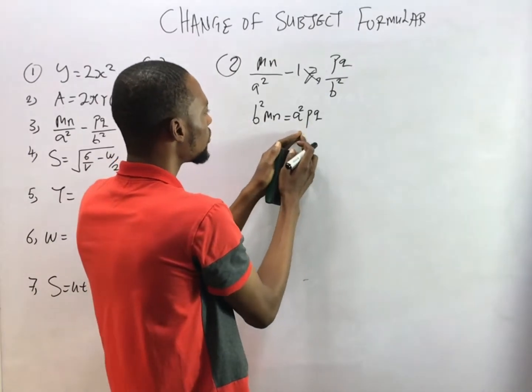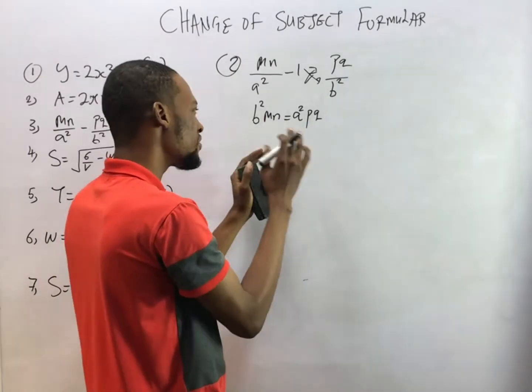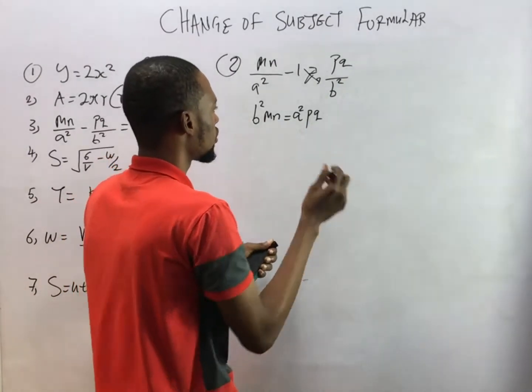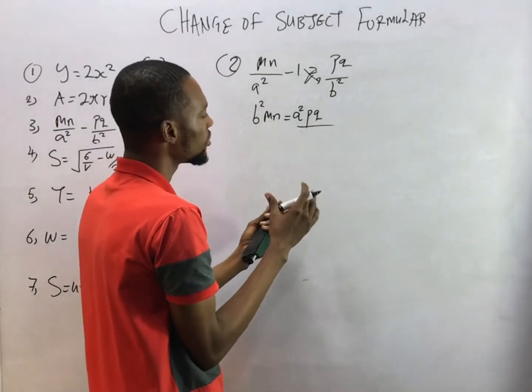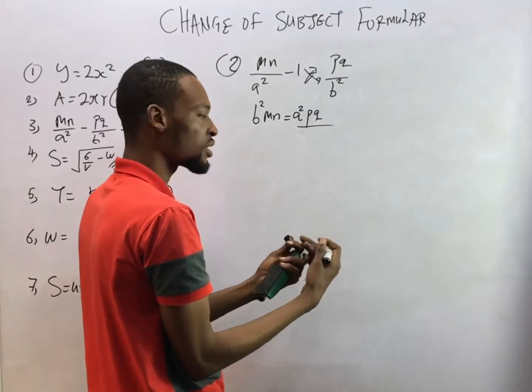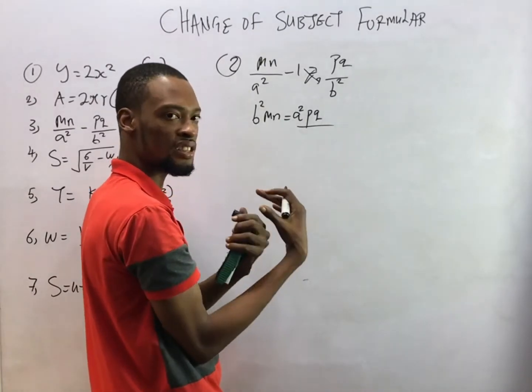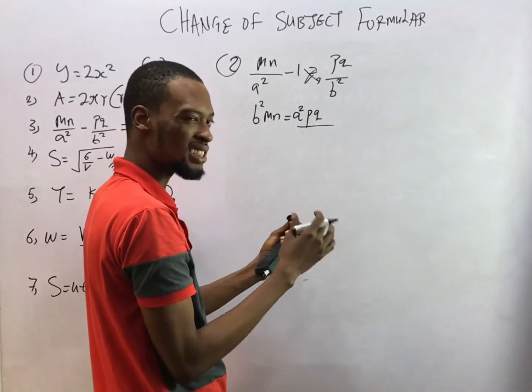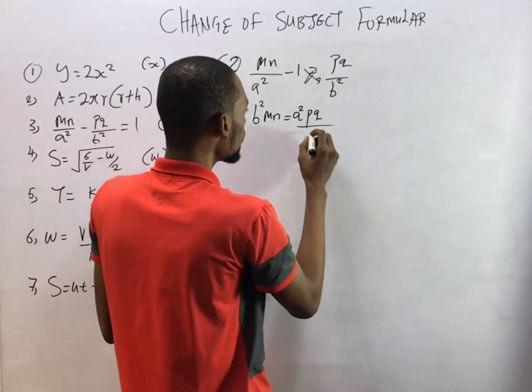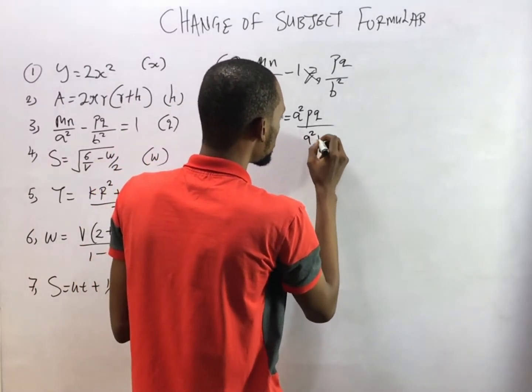That means we can't bring anyone like that. We have to divide both sides. So to remove multiplication in change of subject formula, you divide. For addition or subtraction, you take 1 to the other side and the sign changes. For division, you cross multiply. That's the general rule. So this will give you a square p.